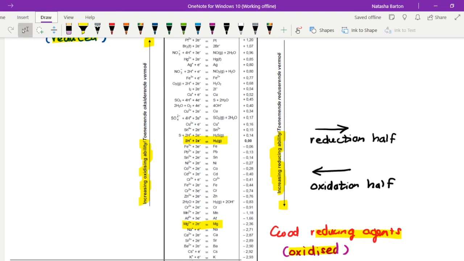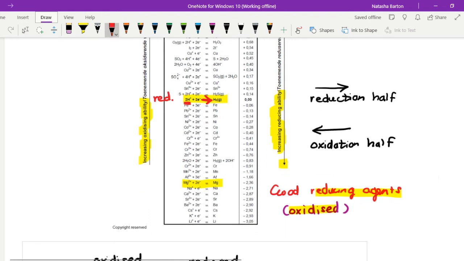Remember I told you that when you look at these written down in your table of standard reduction potentials, the forward reaction is the reduction half reaction and the reverse reaction is the oxidation half reaction. Remember, our hydrogen ions gain electrons to form hydrogen gas. That is the substance being reduced. So that's why the arrow points to the right, or at least we are taking the forward reaction as the reduction half reaction.